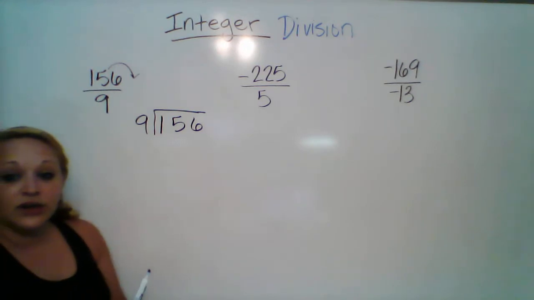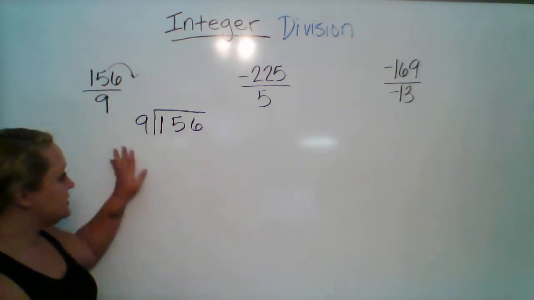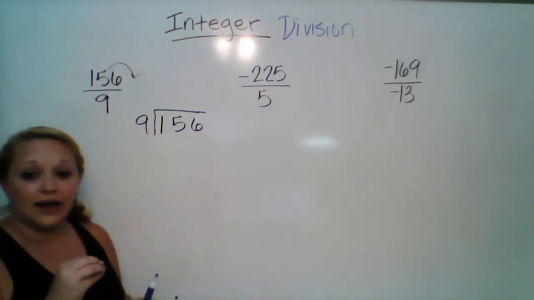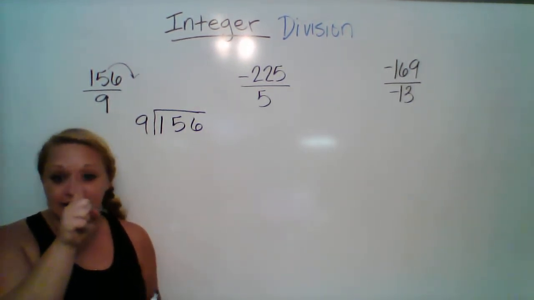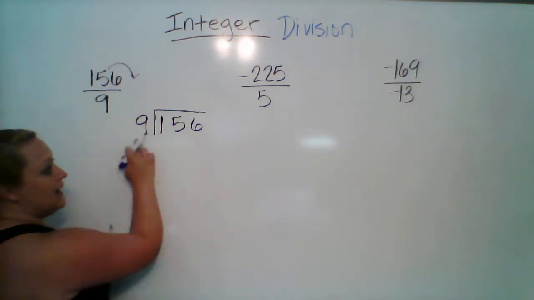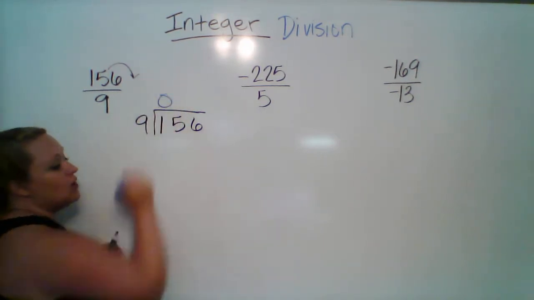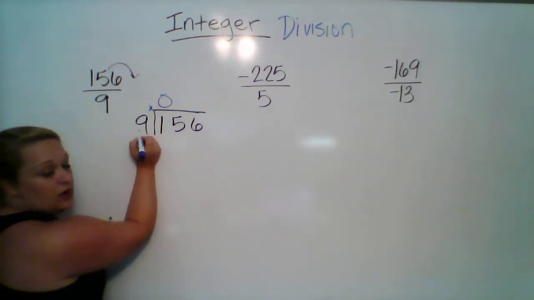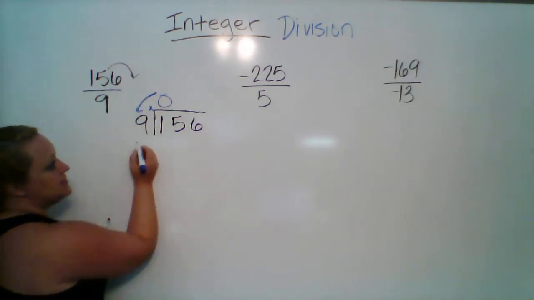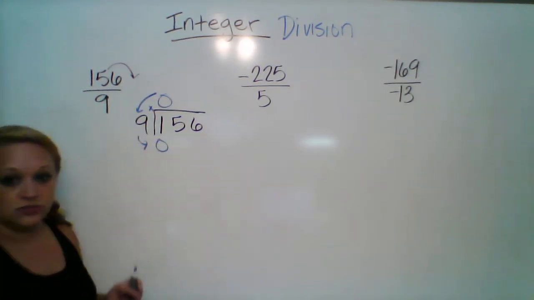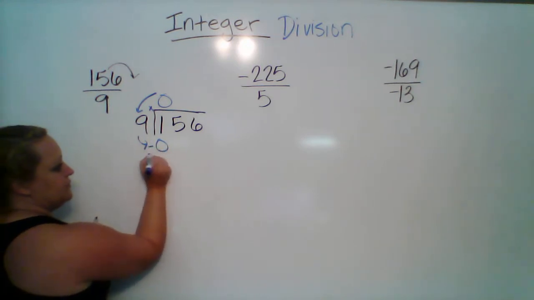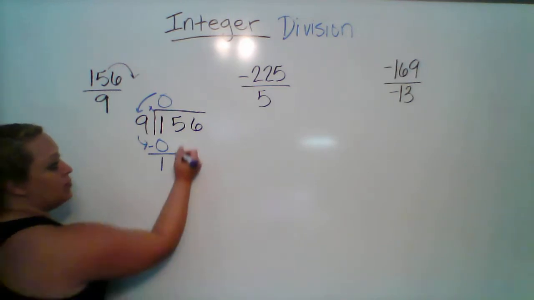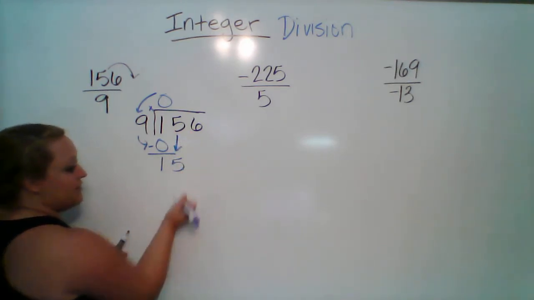The first thing you're going to say is, can 9 go into 1? If you have 9, hold up one finger, can you fit 9 into it? No. So 9 cannot go into 1, so I'm going to put a 0. Whatever is at the top gets multiplied by this number. 0 times 9 is 0. Then we subtract. 1 minus 0 is 1. After we subtract, we bring down this next number, and now I have a 15.